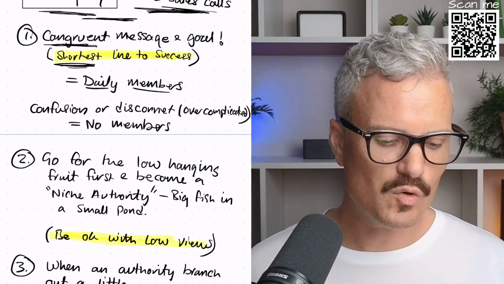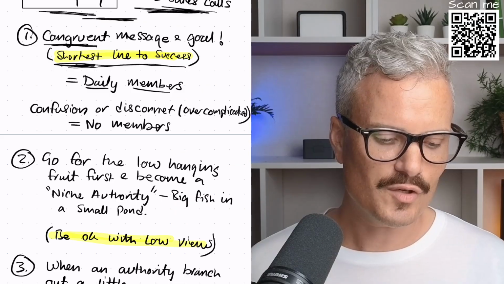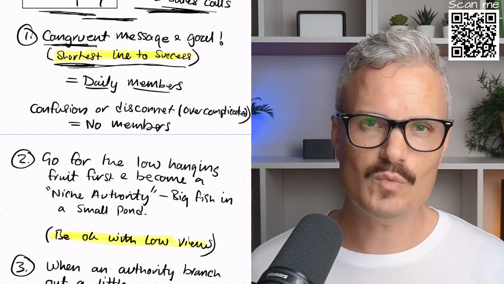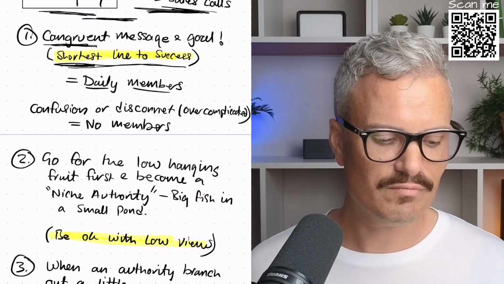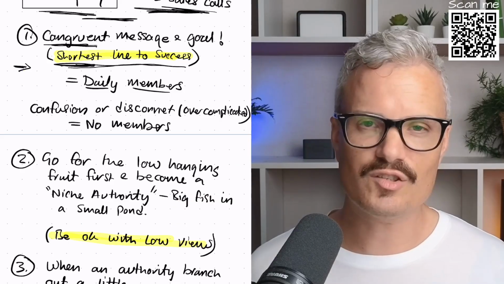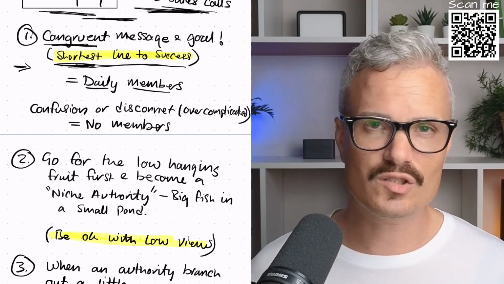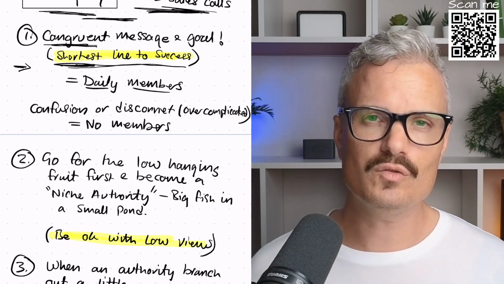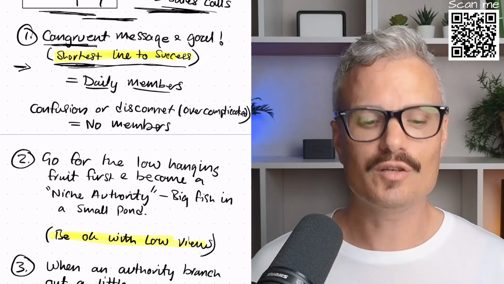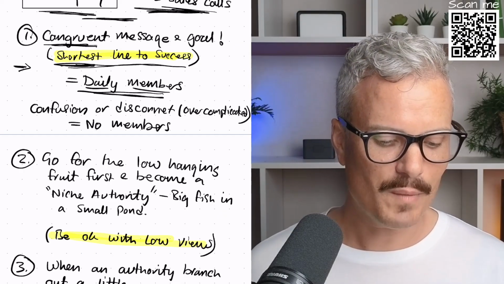So we generally want the shortest line to success. So we don't need to reinvent the wheel. And as a small channel, you can just get a congruent line, know that you're going to get just a few views per video potentially, and then you're going to slowly scale that up. But those views are, if congruent, going to convert into daily members.